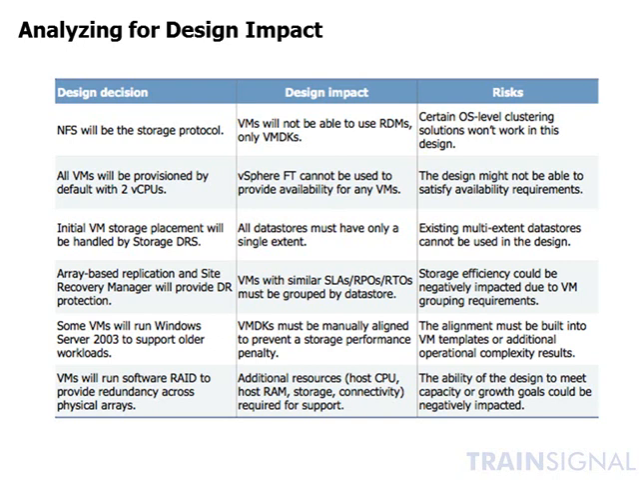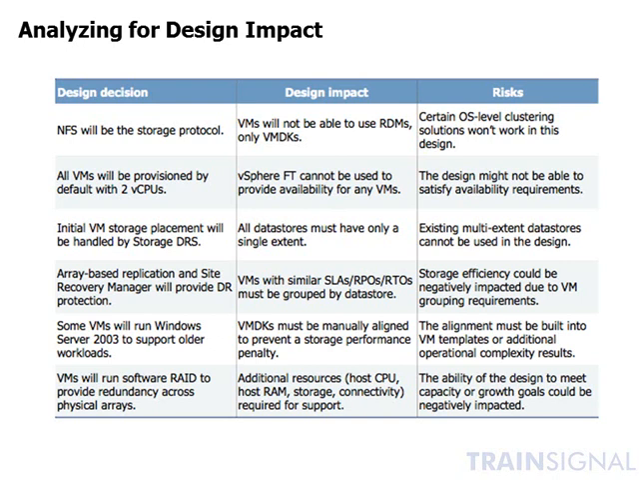And so as a risk, we might find that the design may not be able to satisfy the availability requirements. That would be a potential problem. Continuing on, looking at the next one, initial VM storage placement will be handled by storage DRS. This is where I was discussing VMDK placement. Perhaps you're going to use storage DRS and may or may not be using storage profiles in conjunction with that to do initial VM storage placement.